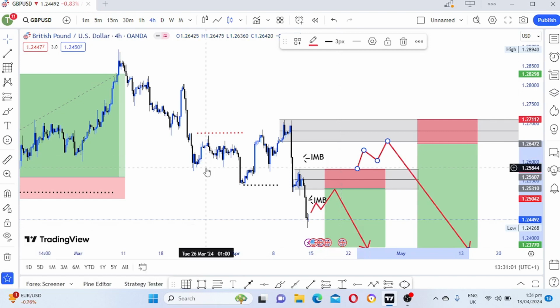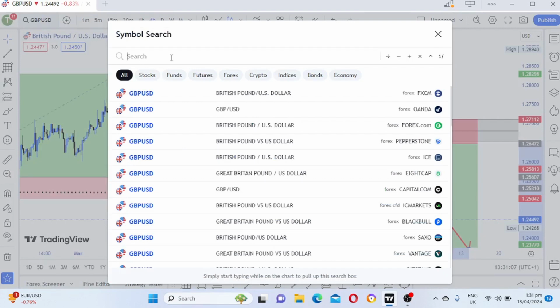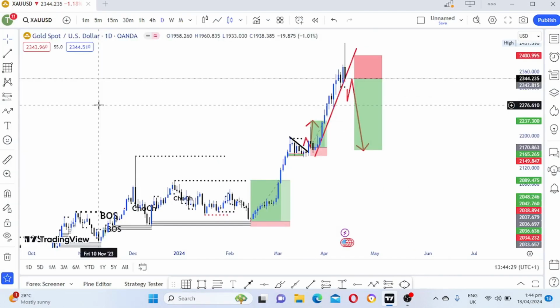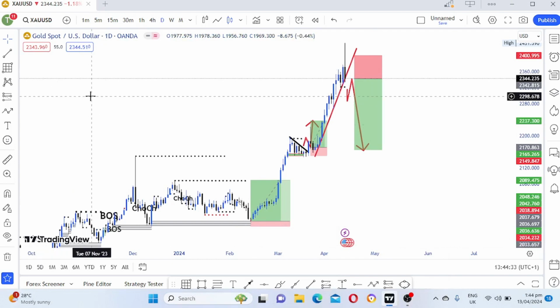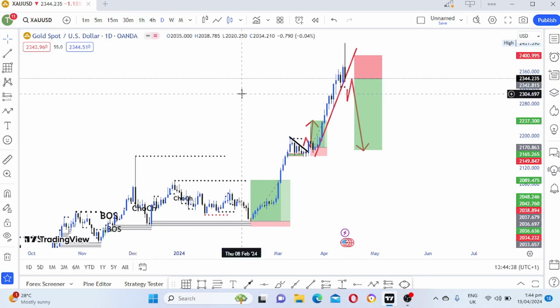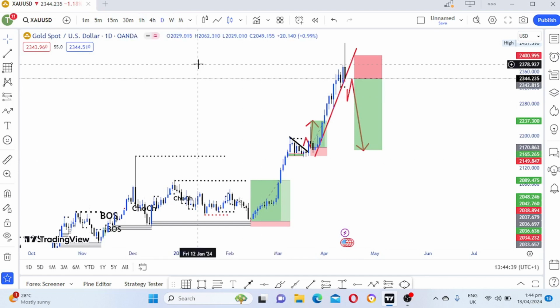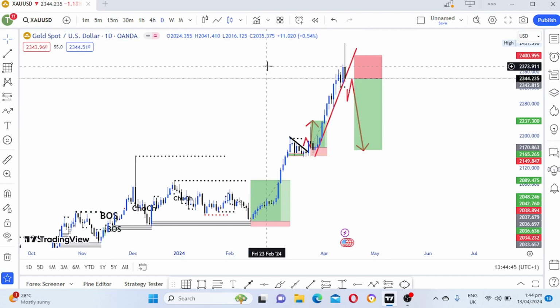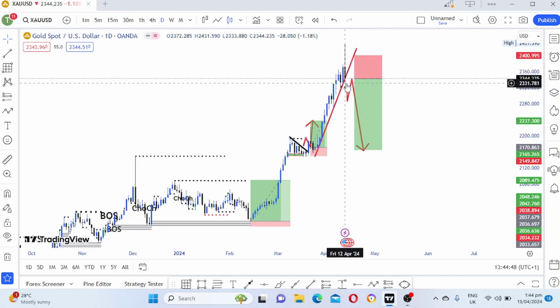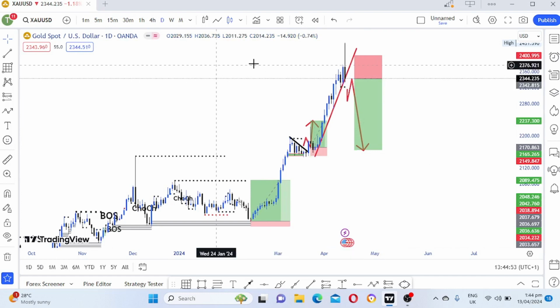So that is my view on GBPUSD, guys. Now let's look at gold. Looking at gold on the daily, we are bullish, as you can see, but Friday's price action closed bearish. We see a bearish pin bar at the top there. Price is even overbought, as you can see here.